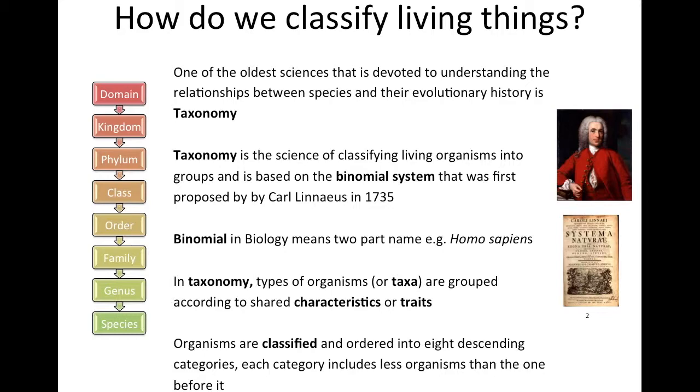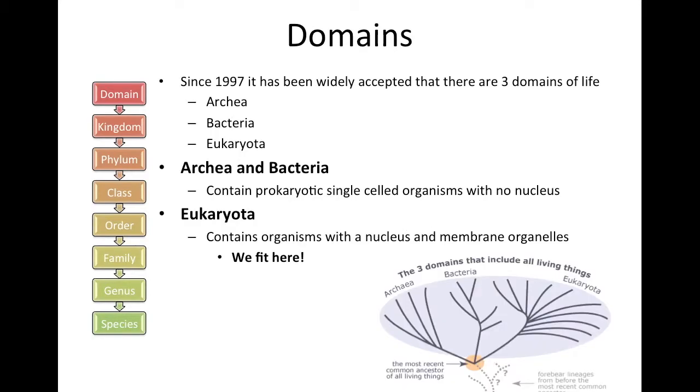So on the left-hand side of the presentation, you can see the 8 groups that the organisms are placed into. Now, the groups are said to descend as you work your way down them, as each category holds less and less organisms, but the number of groups within each category increases. So we will work our way down using an example, and I think we'll use humans as a great example just to teach you how these classification systems actually work.